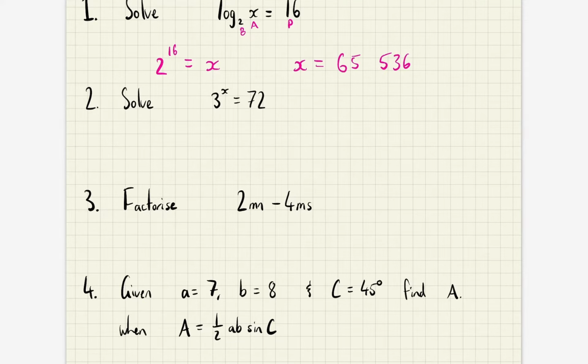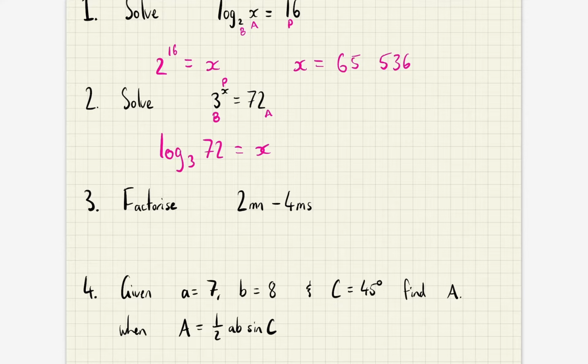Next, question 2 is to solve 3 to the power of x equals 72. Not sure what x is, and I don't feel like doing guesswork, so I'm going to change it into BAP form. So I'm going to have the base, the power, and the answer. So I'm going to have log base 3, the answer is 72, and the power is x.